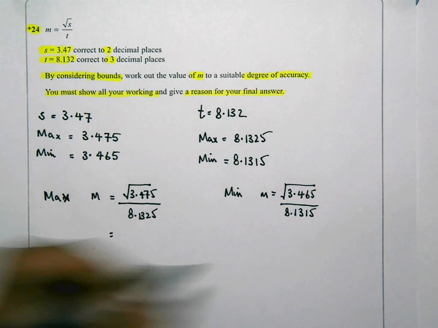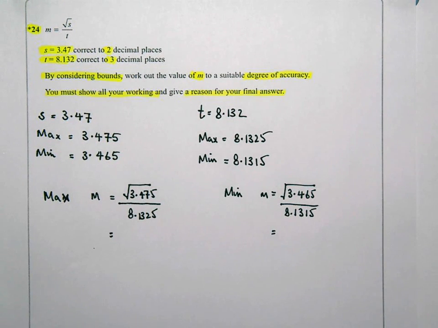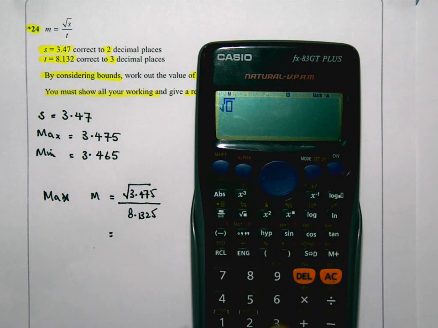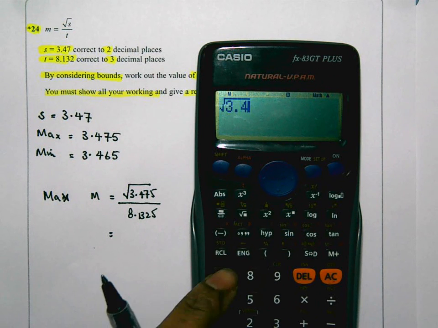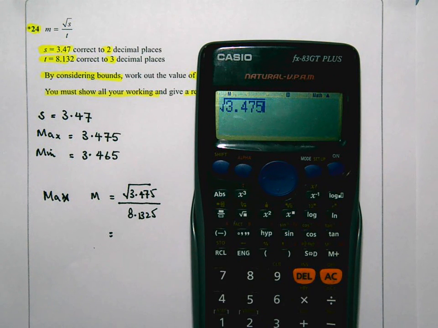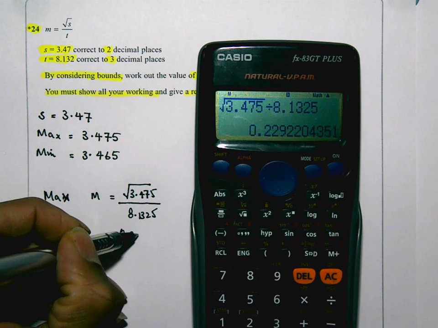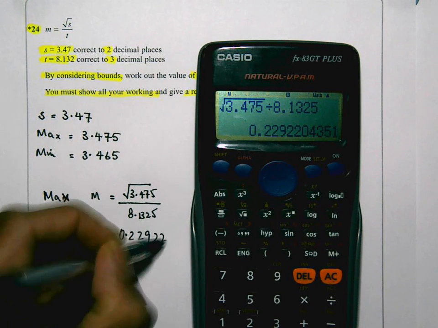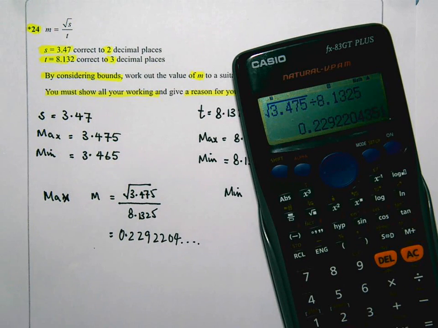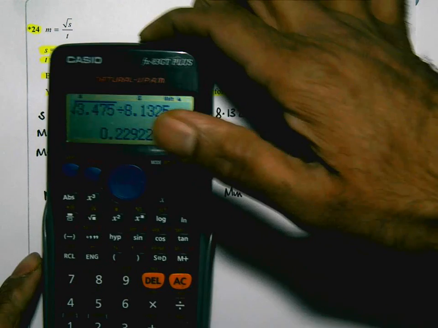For both of these, I'm going to use my calculator to work out the values of each. So I'm going to first of all work out the square root of 3.475 and divide that by, so look at that, that's still inside the square root sign, so I'm going to come out of the square root sign, divide that by 8.1325 equals, and that gives me 0.2292204, and it does carry on. I'm going to stop just there. I'll work out the other one.